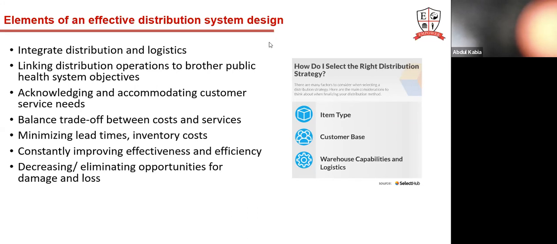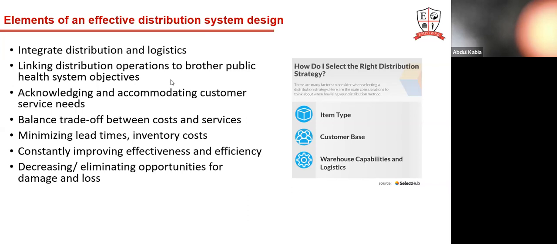We want to make sure our distribution system is agile, it's working correctly, systems and processes are in place, and you have to balance trade-off between cost and services, because you want to give the best service, but you should also do cost analysis, how you can reduce cost, getting the best service. You have to minimize lead times, inventory cost. Delays in supplying commodities will cause a lot of problems in the system. So the lead time, you have to see how much you can improve or minimize lead times. Inventory cost. If you hold too much inventory in the different systems, how much that will cost you. So all those analyses need to be taken into consideration when designing a distribution system.